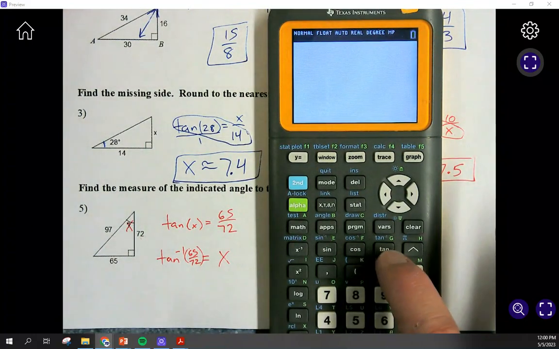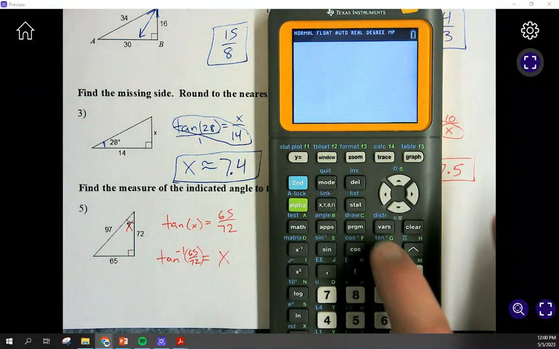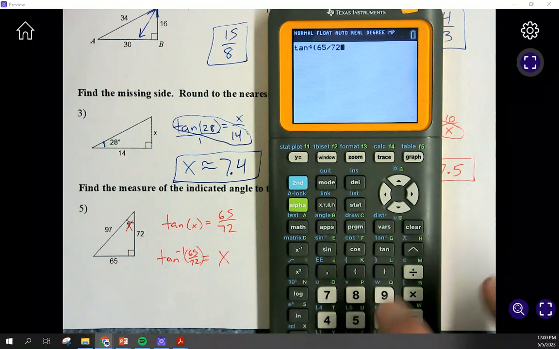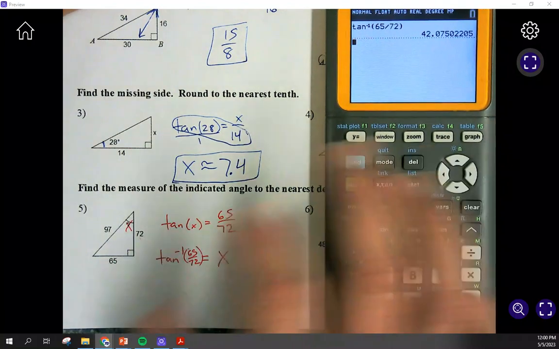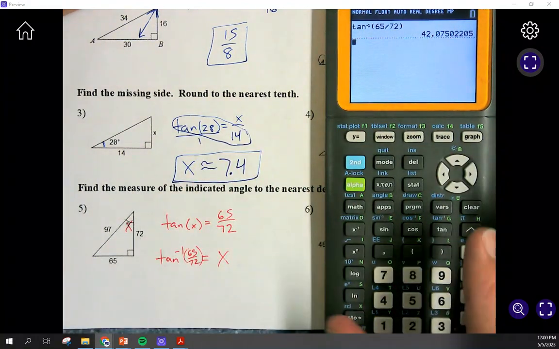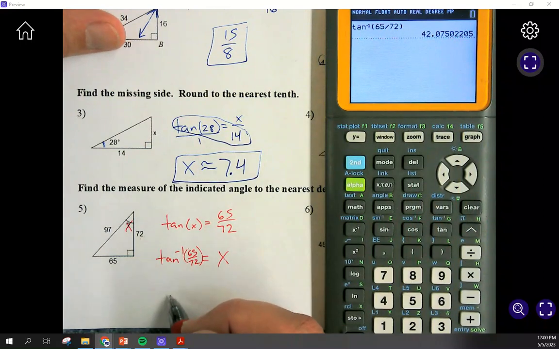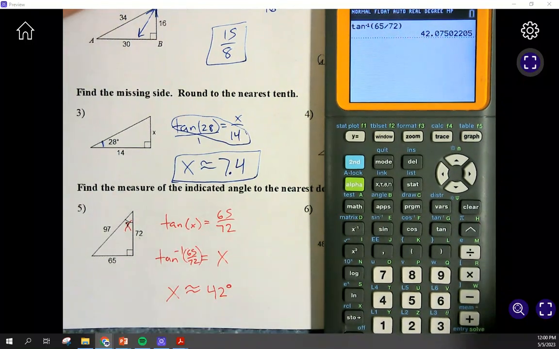If I'm going to write that out here, tangent negative 1 is above it, so second tangent, 65. And then you don't actually have to do the fraction. You can do divided by 72. And we are rounding to the nearest degree. These are, again, not going to be perfect measures. We're not looking at perfect triangles like 30, 60, 90s. These are just random triangles. So x is approximately 42 degrees.